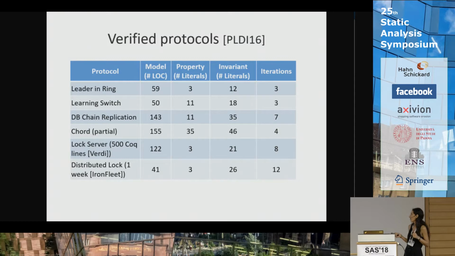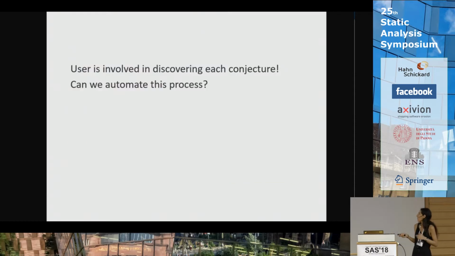Okay. And we use this form of interaction also to verify some of the protocols that I had in the previous list. All of them have universally quantified invariants, so we could do it. But still, even now, the user is still involved in generating every conjecture. And the question is whether we can do better. We don't want the user to have to do it one by one.